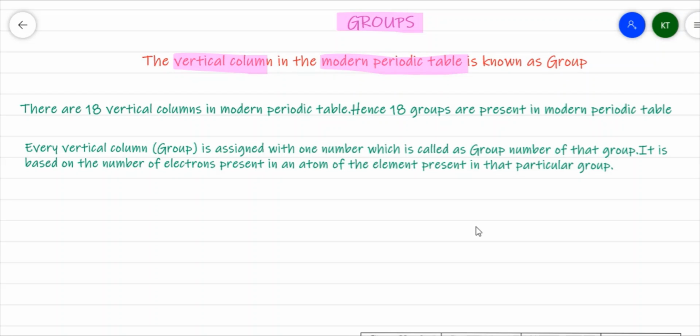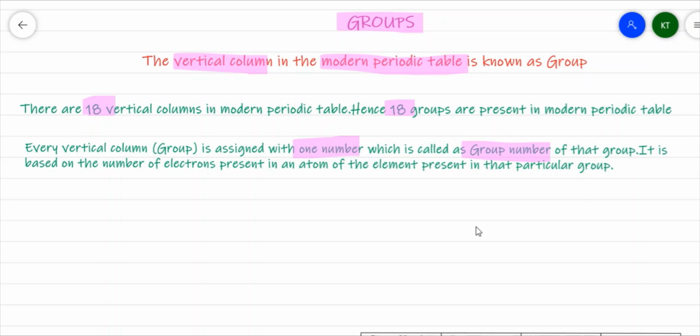There are a total of 18 vertical columns, so 18 groups are present in the modern periodic table. Every vertical column or group has been assigned a number, which is known as the group number of that group.